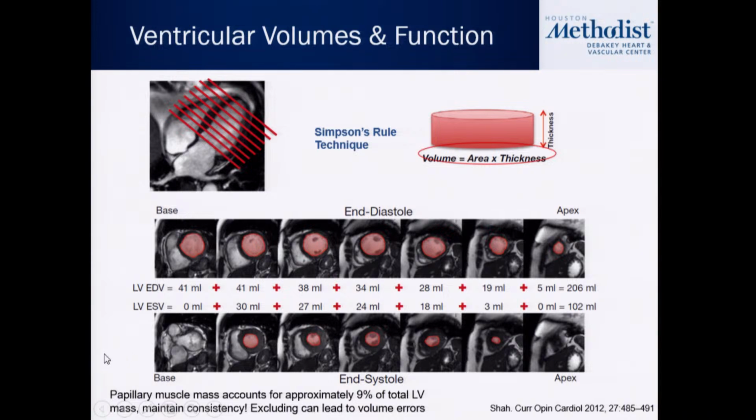For us, we include the papillary muscles within the LV mass. Tracing it is easier in this scenario, and we use threshold-based segmentation. The key part is to maintain consistency, and the papillary muscles do account for a lot of the LV mass. In cases such as severe LV hypertrophy and HCM, including versus not including the LV papillary muscles can lead to a significant change in your EF.